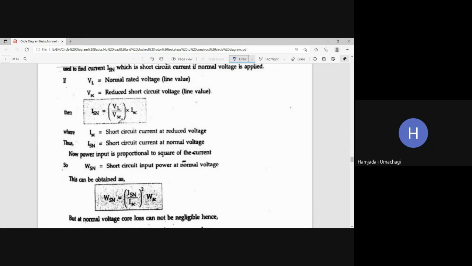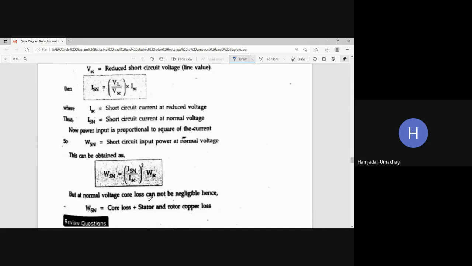So now using this ISN we are going to calculate the short circuit power, that too for normal voltage, that is nothing but WSN, given by the formula ISN upon ISC whole square into WSC, where ISN is the short circuit current if we apply the normal voltage. This can be calculated using the formula VL by VSC into ISC, whereas WSC is the short circuit power at reduced voltage and ISC is the short circuit current at reduced voltage. So these two pieces of information we will get from the block rotor test.